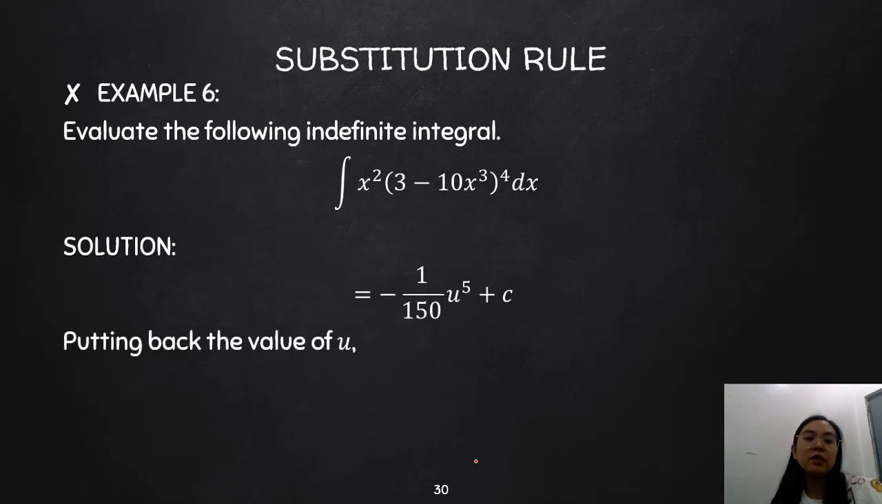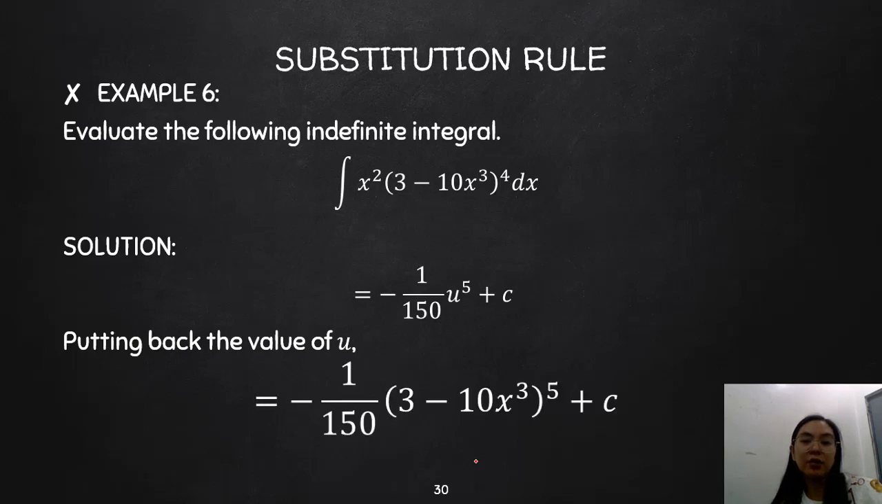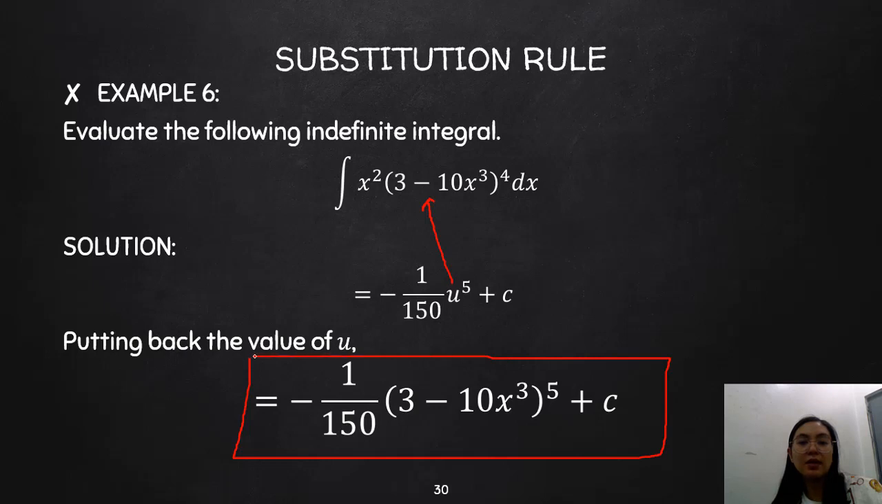And of course, if we put back, sorry, I forgot earlier, if you put back the value of u, you just return the value of u. So you will get this answer: negative 1 over 150 multiplied by 3 minus 10x cubed raised to 5 plus c. So you have this particular answer.